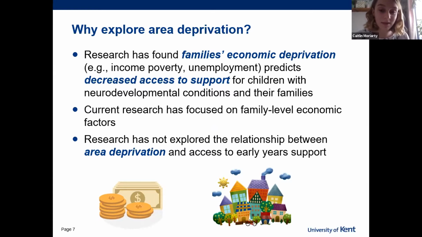Findings have shown that families' economic deprivation, such as income poverty and unemployment, predicts lower access to support for children with neurodevelopmental conditions and their families. This research, linking economic deprivation and access to support, has primarily focused on such factors at a family level. For example, researching the link between families' own level of income and access to support. However, research has not explored the relationship between area deprivation in families' local areas and their access to support.